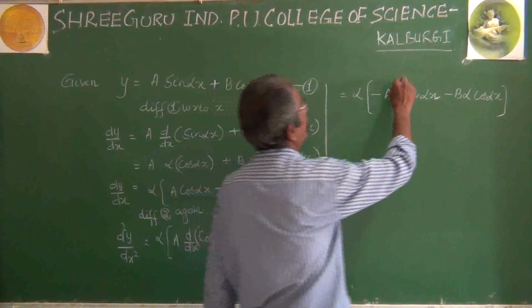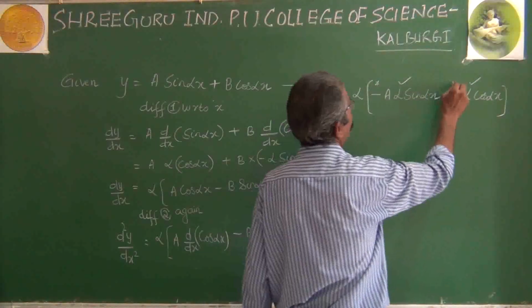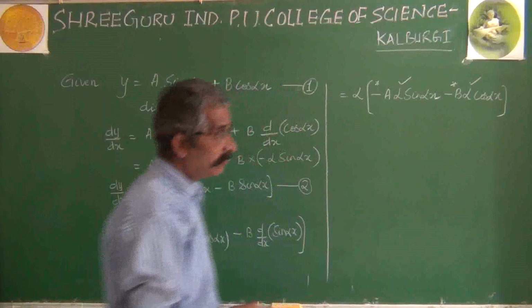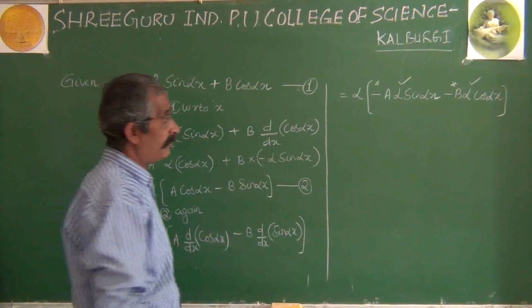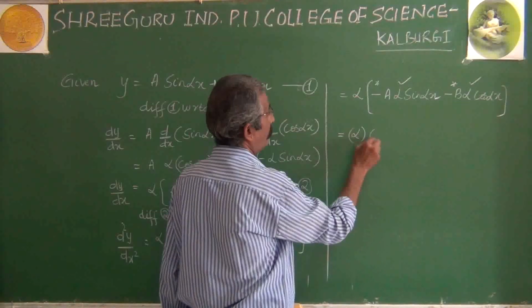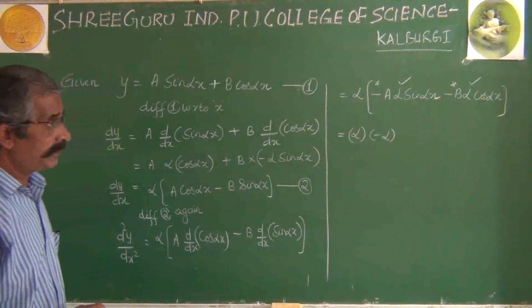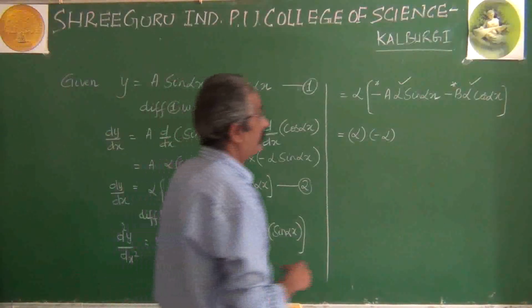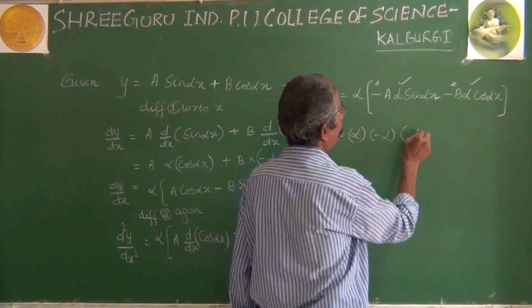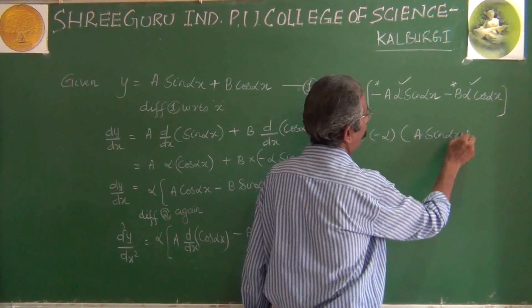Now here alpha, here also alpha, here minus, here also minus, means we can take common factor as minus alpha. The total becomes alpha into minus alpha. After taking common minus alpha from the bracket, what is left over is a sin alpha x plus b cos alpha x.